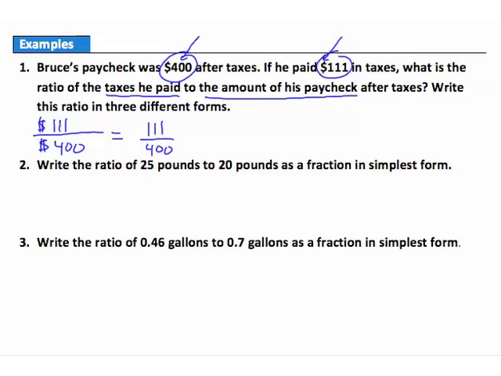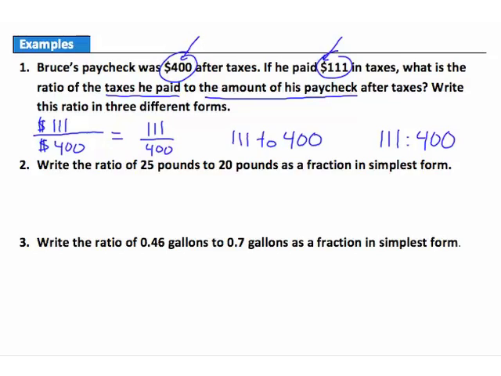Now, I want to try to simplify this ratio that I have here, 111 over 400, and we would simplify that the same way we would simplify a fraction. Now, as it turns out, 111 and 400 do not share any common factors, so I can't simplify that ratio, so it's in simplest form. Now I want to write this ratio in three forms. Well, the fraction is one form. The next way to write this ratio is using the word to. So I can say 111 to 400. And the third way is to use a colon. 111 colon 400. But we read that exactly the same way as the last one. I would read that as 111 to 400.